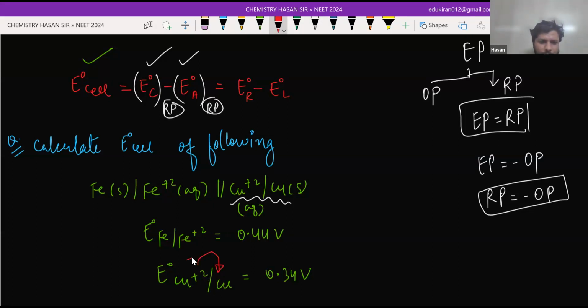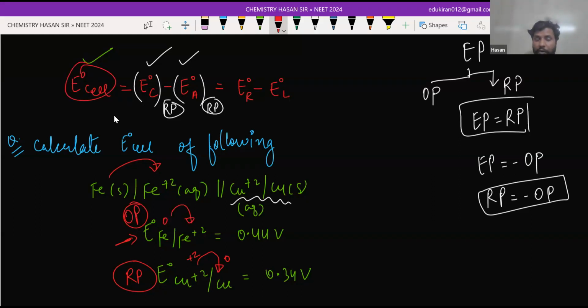Now you have to check the value. What is the value given? +2 to 0. That means this is the reduction potential. On the left hand side, you are going to check this is reduction. Check the value. That is important. This is the value of 0 to +2. That means this is the value of oxidation potential. But to calculate E0 cell or electrode potential of any cell, you need to have reduction potential.